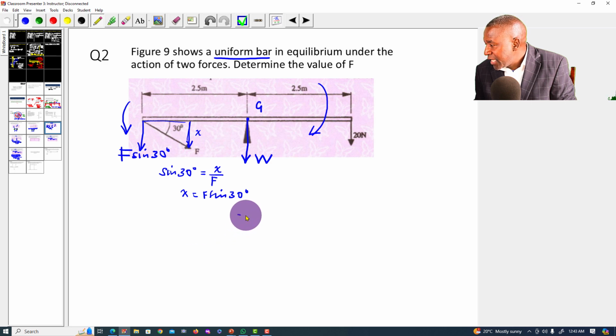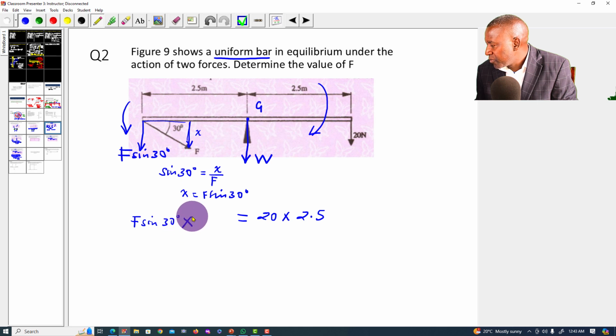So let's take a moment about that point. I'm going to put the equal sign here, and I'm going to say the clockwise moment is due to 20 times 2.5. That is how I get the clockwise moment due to the 20 Newton force. The anti-clockwise moment is due to F sine 30, multiplied by this distance here, 2.5. And the 2.5 can quickly cancel out like that. I remain with F sine 30.